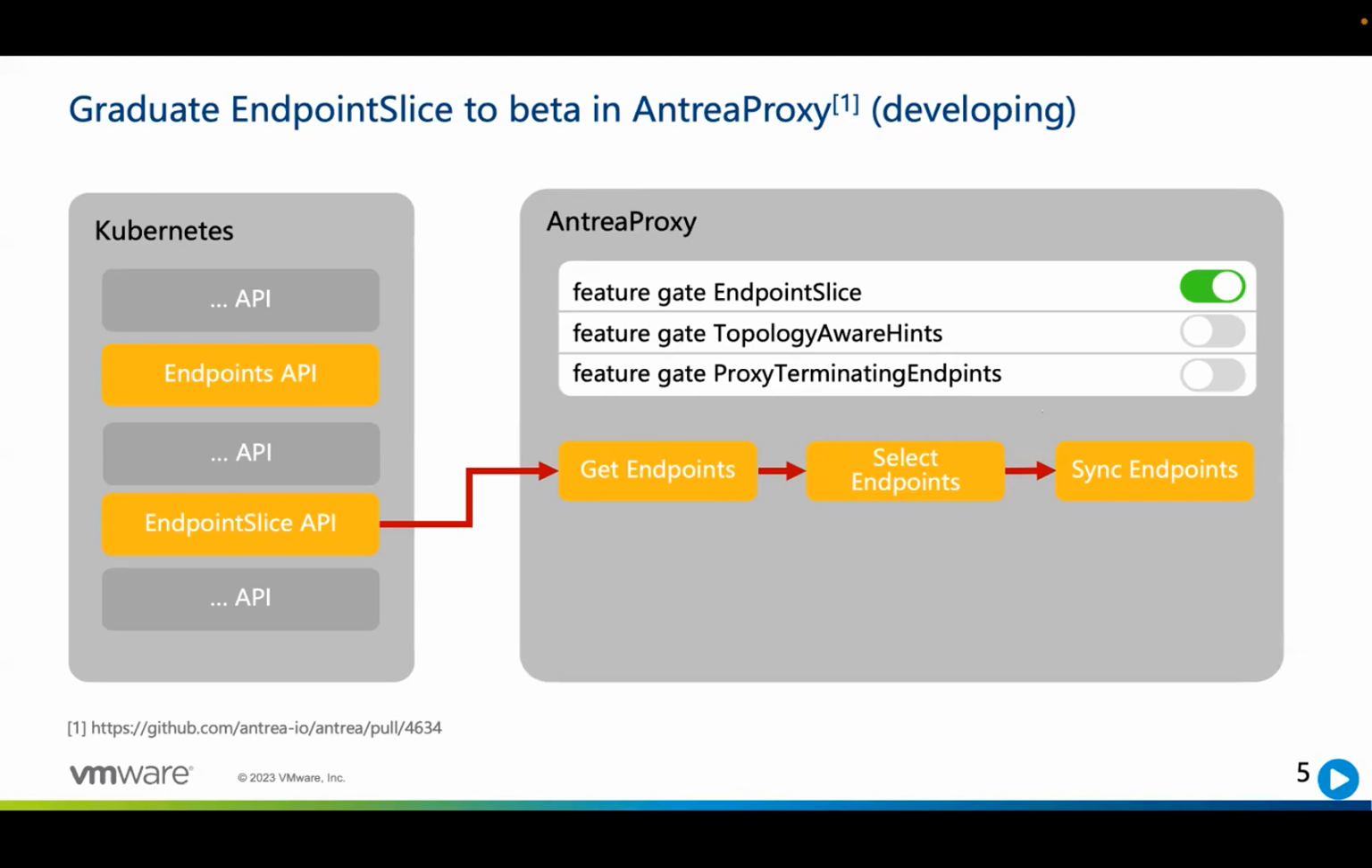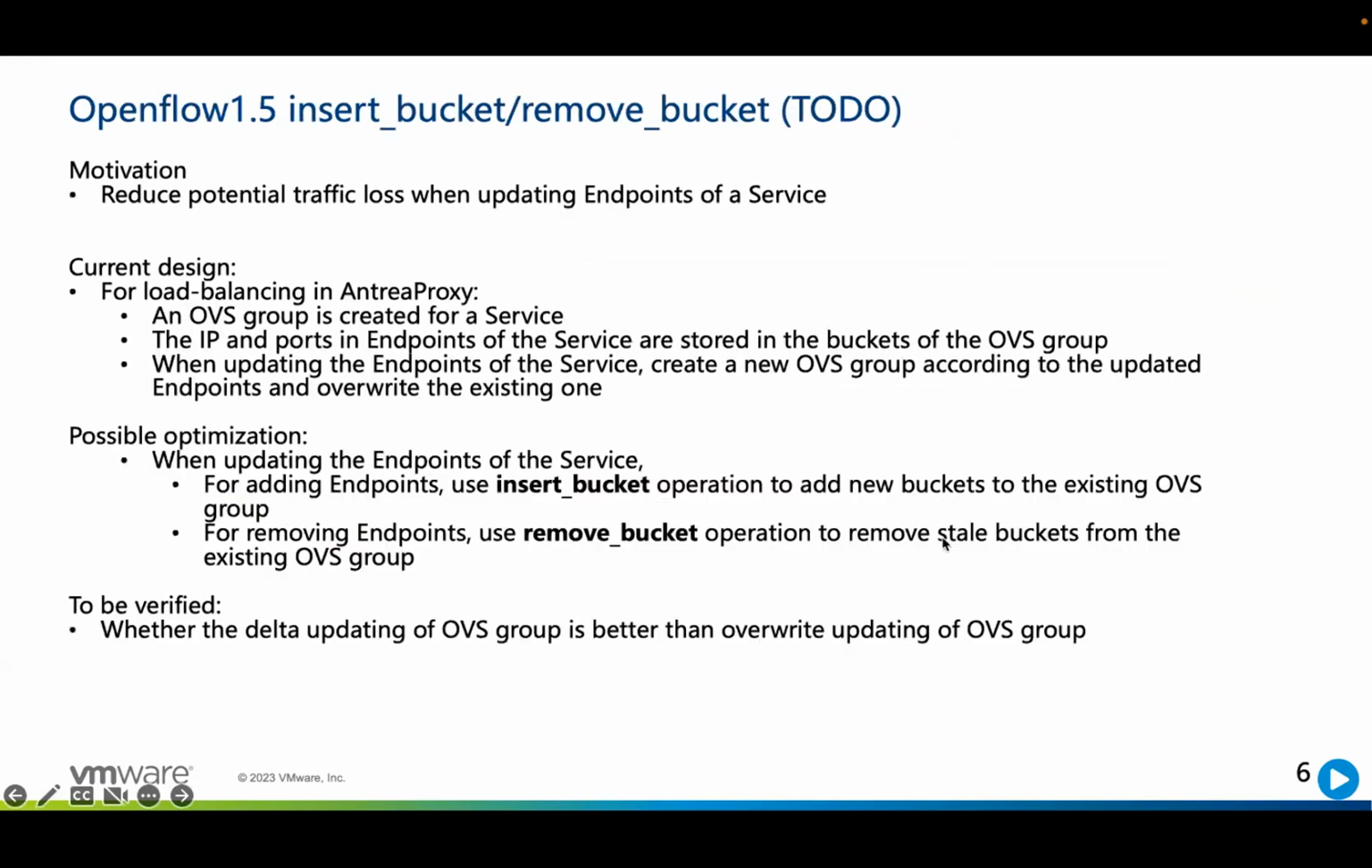There are three states of conditions in EndpointSlice: ready, serving, and terminating. And there is something we are going to do in the future, like make use of OpenFlow bundle insert bucket or remove bucket operations. This is also used to reduce potential traffic loss when updating endpoints of a service in Antrea proxy.